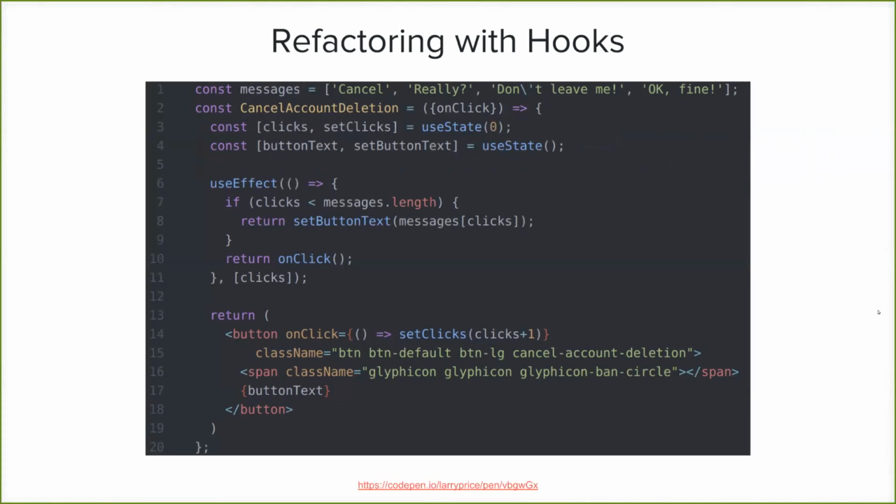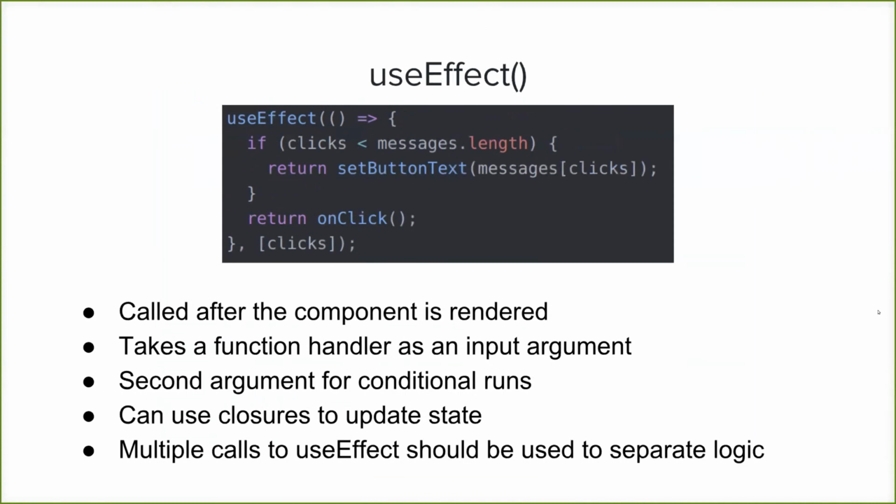we see the next thing on our list is a useEffect. UseEffect is also part of the Hooks API, and essentially it's component did mount and component did update combined. So it's all the lifecycle methods that we should need for a regular component. UseEffect will be called every render. You should recognize this logic from the last slide with the class component as being pretty much the same. We're checking to see if we have more messages than clicks, and if we do, we update the button text, and if we don't, we call this onClick prop, and that's it.